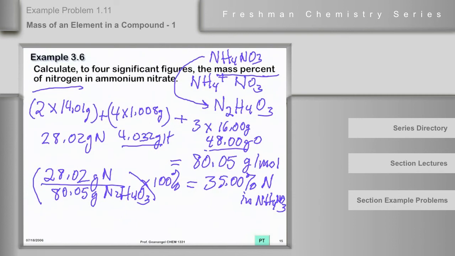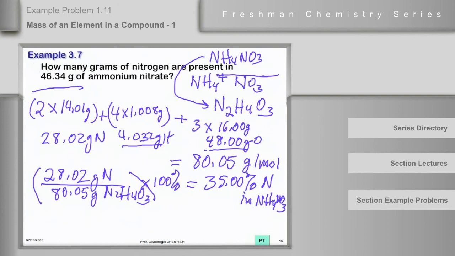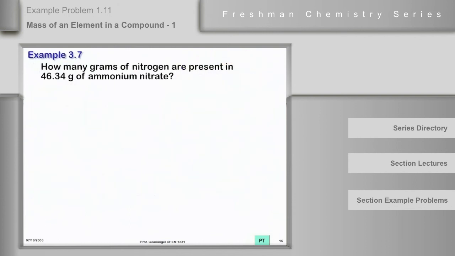Okay, let's take this one step further. How many grams of nitrogen are present in 46.34 grams of ammonium nitrate? So we have mass of ammonium nitrate, and we want to go to mass of N contained. Now we could do it a long, arduous way, and go from mass of ammonium nitrate to moles of ammonium nitrate to moles of nitrogen to mass of nitrogen. Or we could remember the 35% that we just did and do it somewhat more easily.